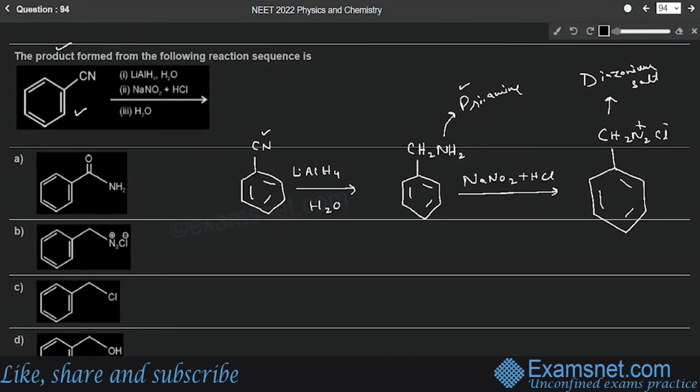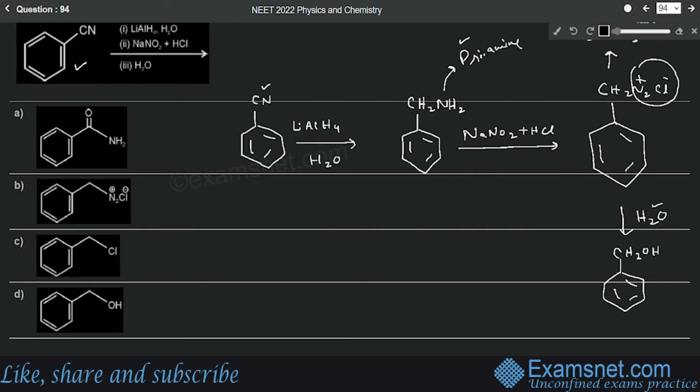Now, when this diazonium salt undergoes hydrolysis, it will lead to the formation of an alcohol. Okay, what will happen? This N2+Cl- will be replaced by OH of water. Okay, so we'll get here CH2OH. Okay, so out of the given options, which option will be correct? Option D will be the correct answer.